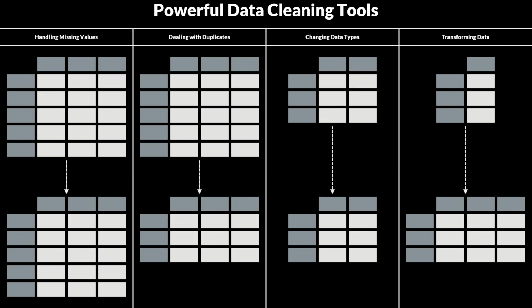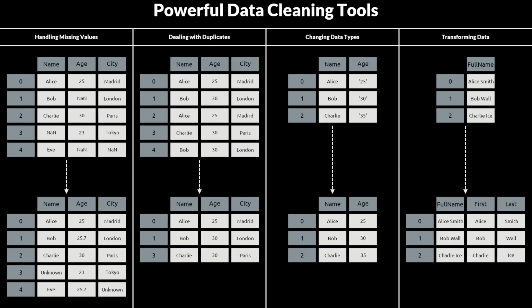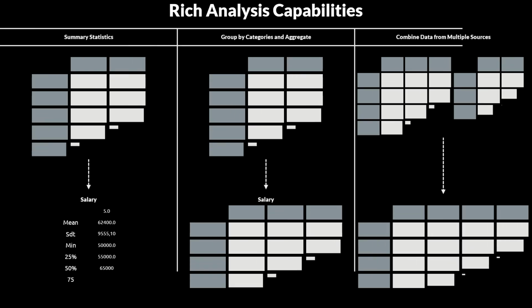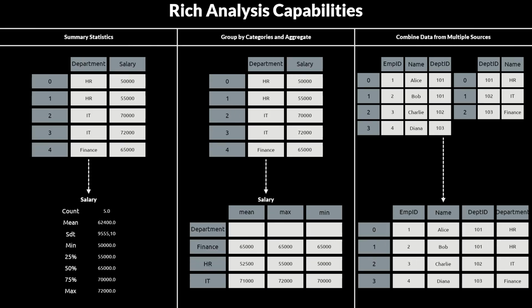Real-world data is often messy. Pandas provides excellent tools for finding and handling missing values, those dreaded NaNs, dealing with duplicates, changing data types, and transforming data into the format you need. Need to calculate summary statistics? Group data by categories and perform calculations? Combine data from multiple sources? Pandas has powerful functions for grouping, merging, joining, and aggregating data to uncover insights.